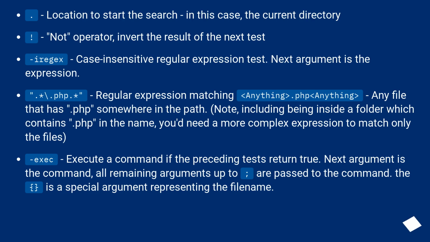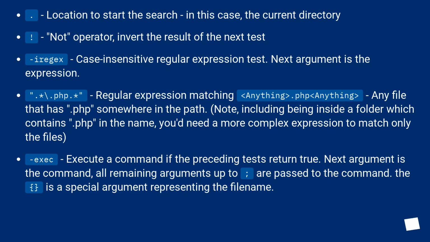The dot: location to start the search, in this case, the current directory. !: not operator, invert the result of the next test. -regex: case insensitive regular expression test. Next argument is the expression. .*\.php.*: regular expression matching anything, then .php, then anything, so any file that has php somewhere in the path. Note, this includes being inside a folder which contains php in the name, so you'd need a more complex expression to match only the files.